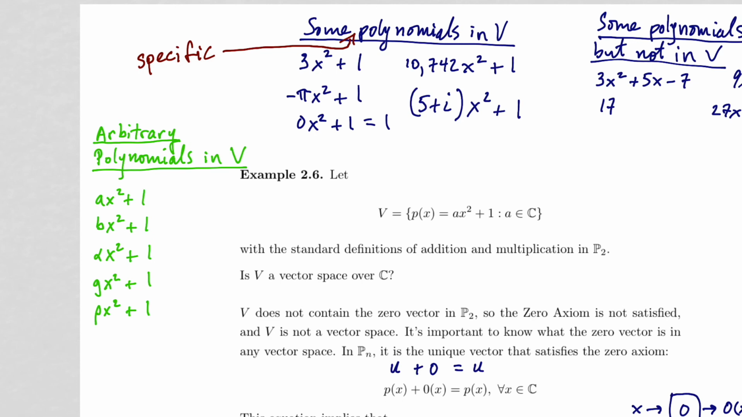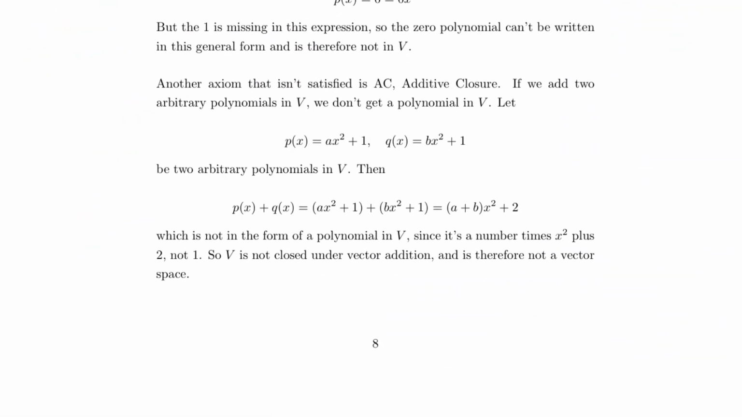Okay, so back to our two arbitrary polynomials in V, ax squared plus 1, bx squared plus 1. This is any number times x squared plus 1. This is some other any number, b times x squared plus 1. We're going to add them together and see if we get another polynomial in V. Well, if we add these two together using the definition of vector addition in P2, we get a plus b times x squared plus 2. So we get some number, a plus b, that's a single number, times x squared. So a number times x squared plus 2, not plus 1.